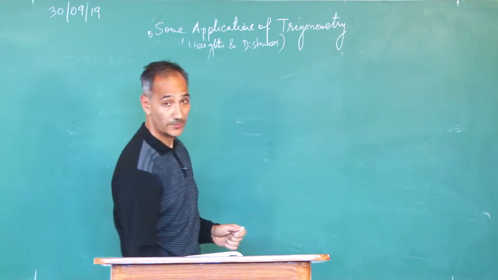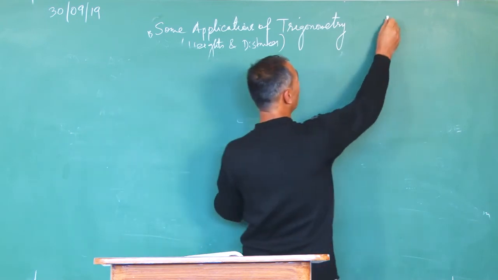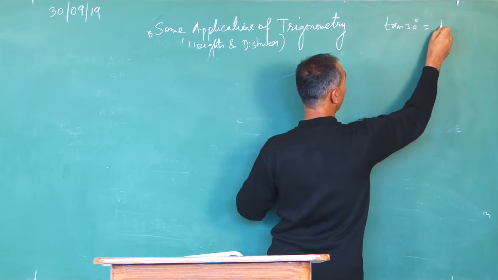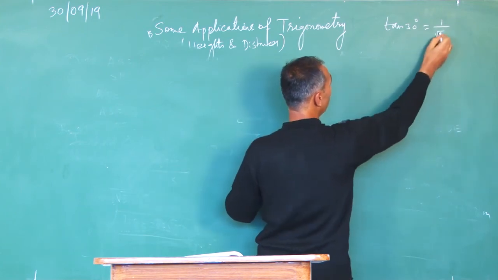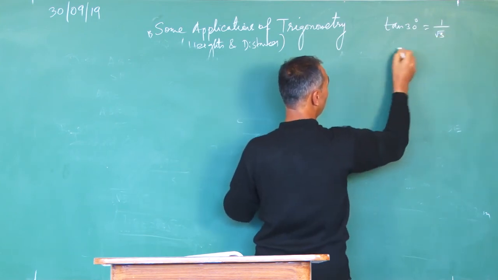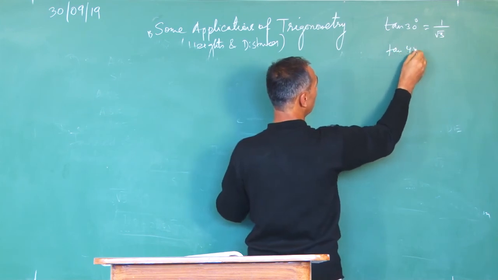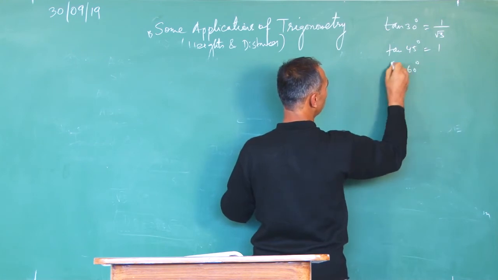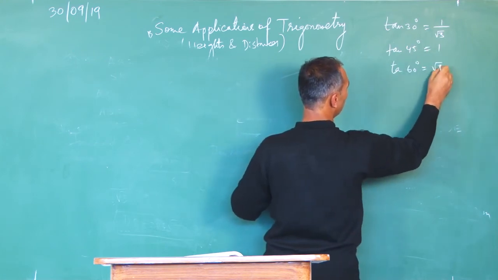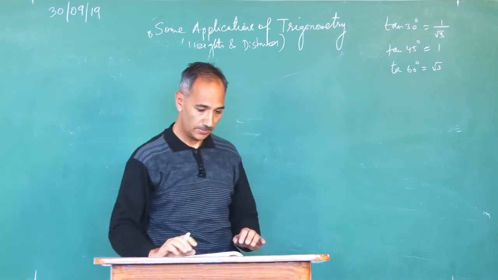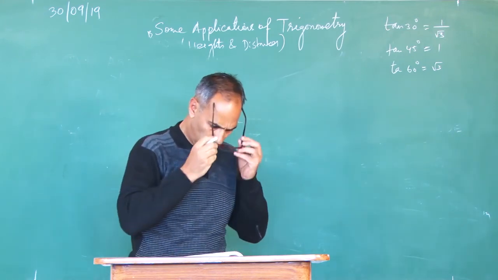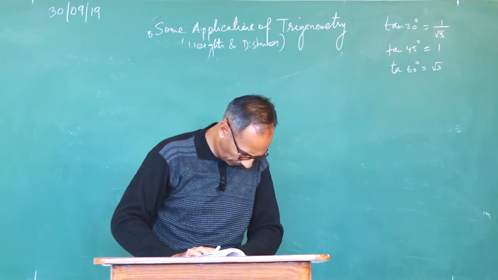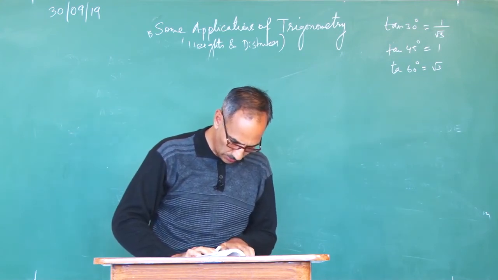We are mostly making use of tan. Do remember tan of 30. These values you have to remember. You have done them in the previous class. It's 1 by square root 3. And tan of 45 is 1. And tan of 60 is square root 3. Mostly tan will be used.